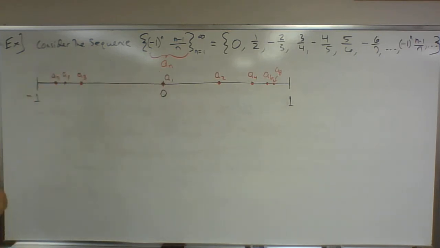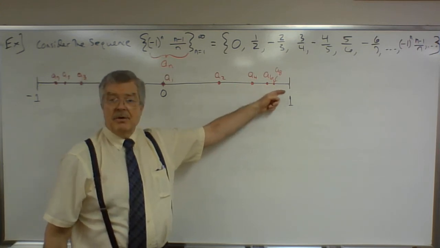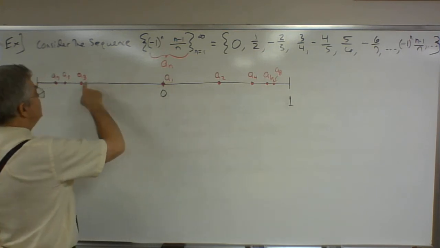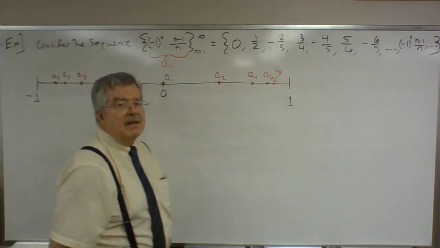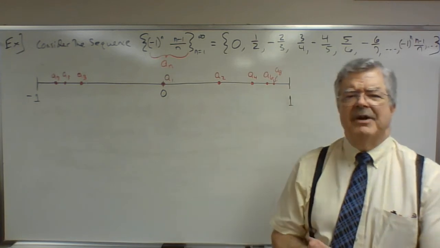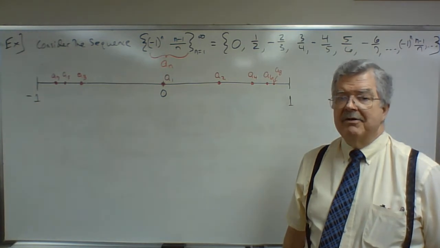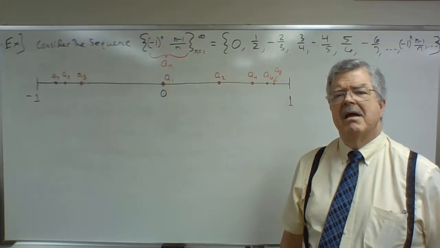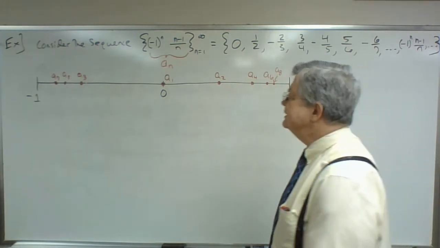And notice that the terms of even subscripts, a2, a4, a6, a8, are heading toward 1. And the odd subscripted terms, 1, 3, 5, 7, are heading toward negative 1. So the terms with the even subscripts are heading in one direction. The terms with the odd subscripts are heading in another direction. And let's make an observation.